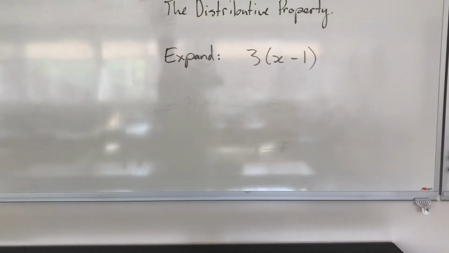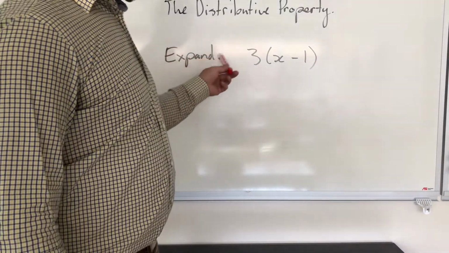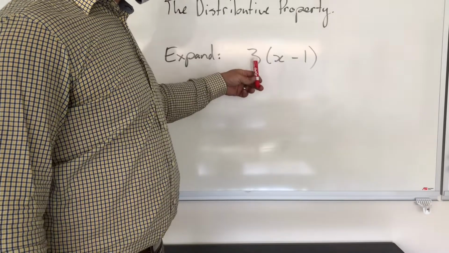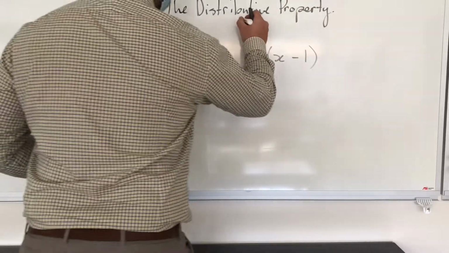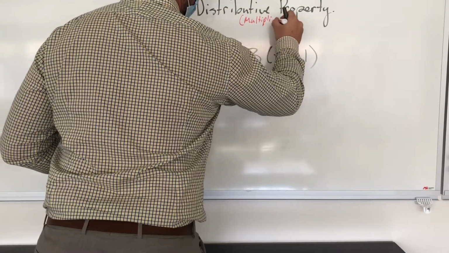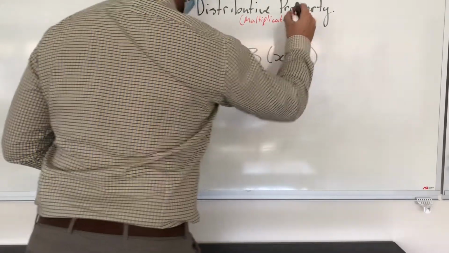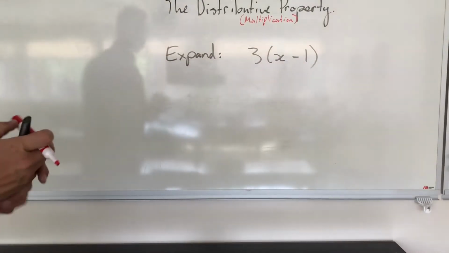Okay, so in this video, we're going to take a look at the distributive property. The distributive property is what's implied when we're asked to expand something and we see a number in front of a set of brackets. It's just a nice way of talking about multiplication, when you can't resolve what's inside the brackets by combining like terms.